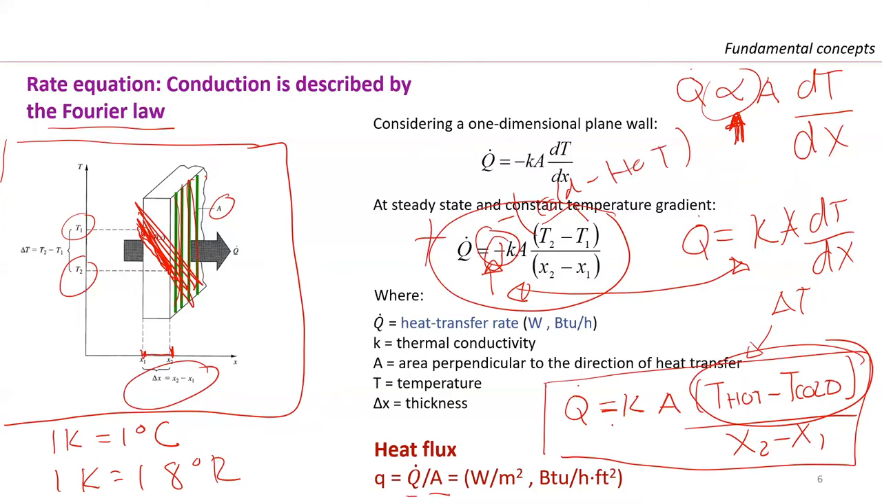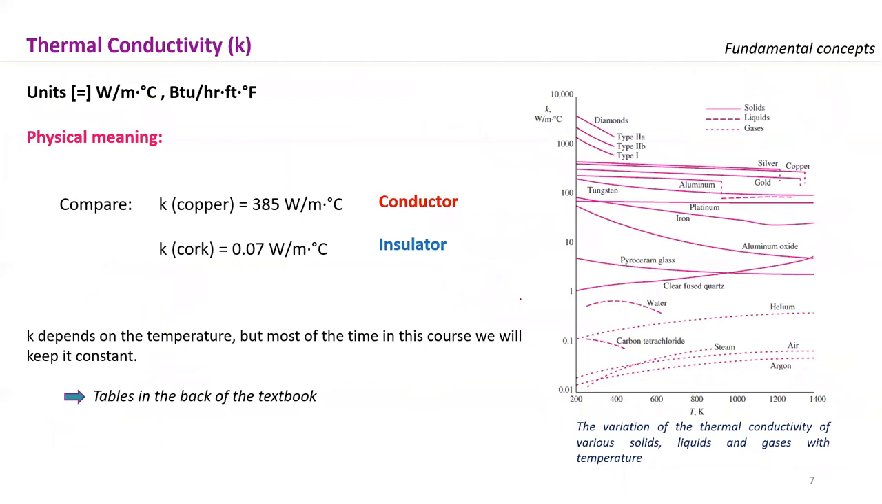Well, the next question would be, what is that K? What is the thermal conductivity? I can know the temperatures because I can go and measure them, and the thickness, I know the geometry of the equipment or whatever I'm evaluating, but what is the thermal conductivity? So K is a property of the material. Very important, and it indicates the amount of heat that flows per unit time across a unit area when the temperature gradient is a unit. And the units of thermal conductivity, based on that definition, are watts per meter Celsius, or BTU per hour foot Fahrenheit. And what does thermal conductivity mean?